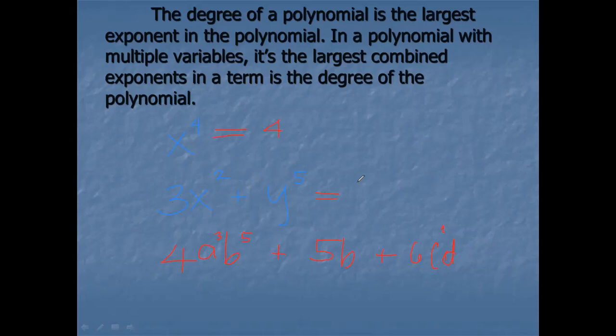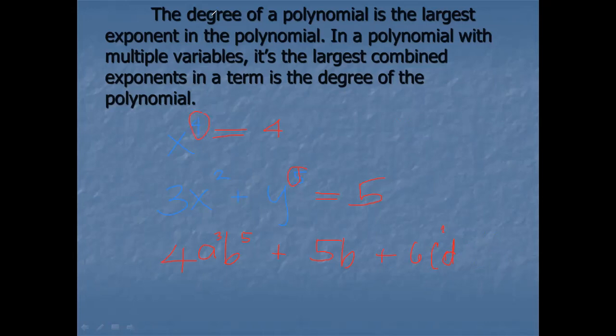Yes, we said that the degree is the highest exponent. So what is the degree in here? The degree is 5, okay? Because 5 is the highest exponent. And the degree is 4 in here because it has 4 as the highest exponent.